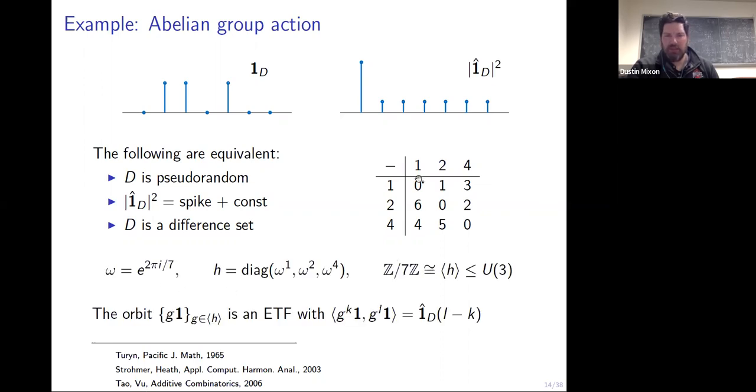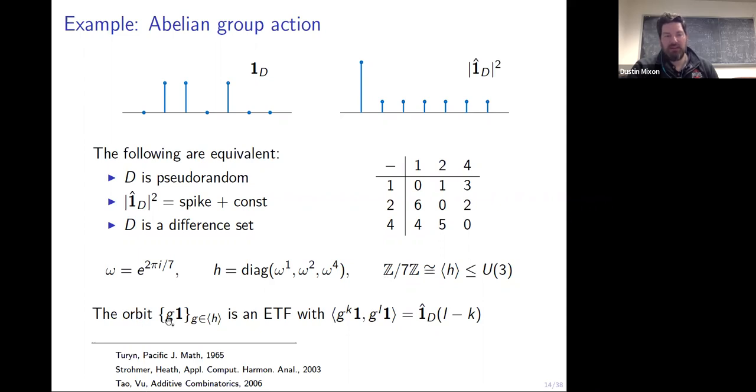Well, this difference set gives you instructions for how to design a representation of Z mod 7. So in particular, take the diagonal matrix of, what is omega? It's a primitive 7th root of unity. So take omega to the 1, omega to the 2, and omega to the 4 as diagonal entries of a diagonal matrix, call it H. And the powers of H form a representation of Z mod 7.